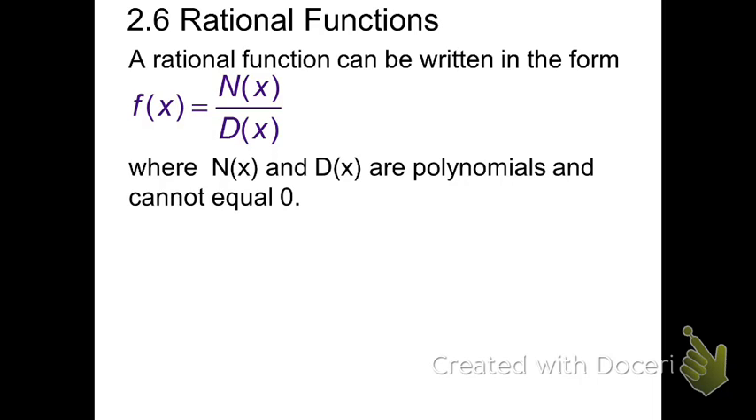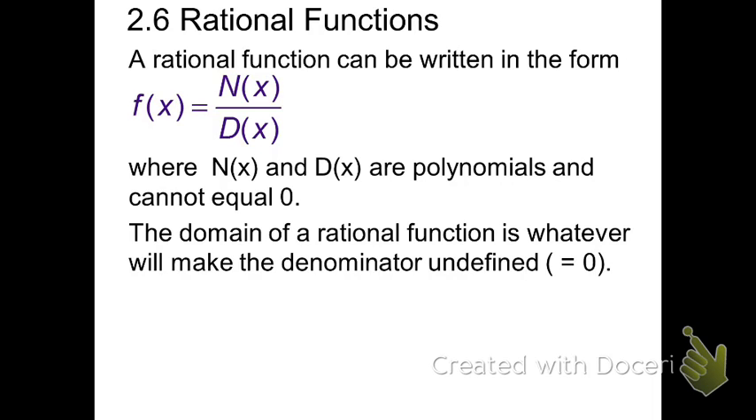If the numerator was equal to 0, then it would be 0 divided by something, which is always 0. And if the denominator was 0, that would be something over 0, which is undefined. So they both have to be polynomial functions. There has to be something there other than 0.